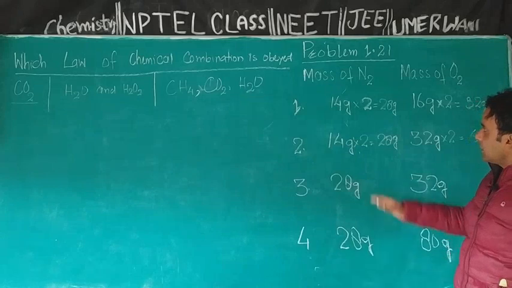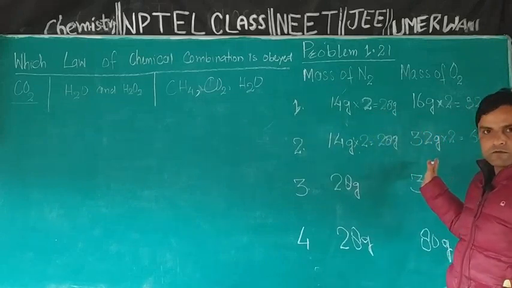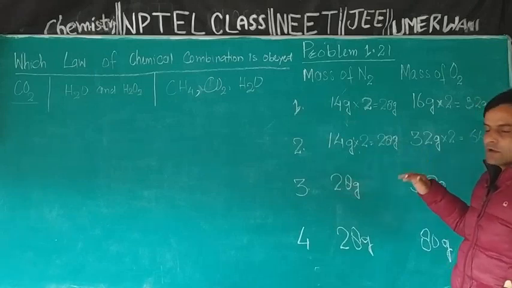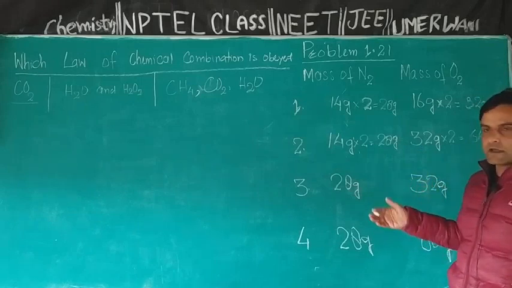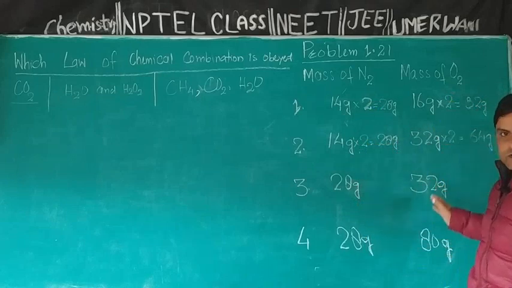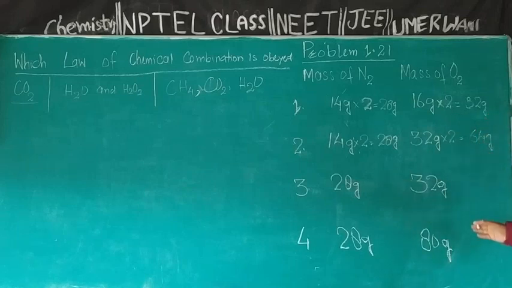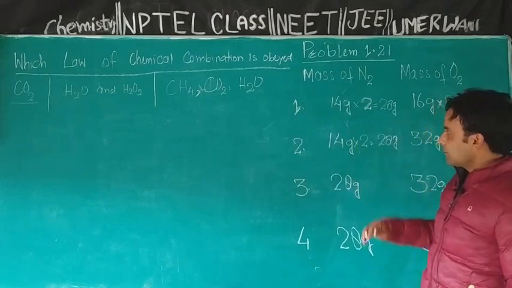I used the idea that the data follows the law of multiple proportion. Therefore it should first obey the condition that the reacted mass of one element should be fixed and the reacted mass of the second element should be different, and then we have to find the ratio of the different masses of the second element. If it is a simple numerical ratio, then the data obeys the law of multiple proportion.